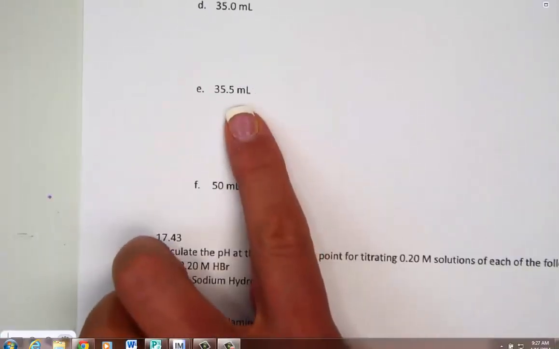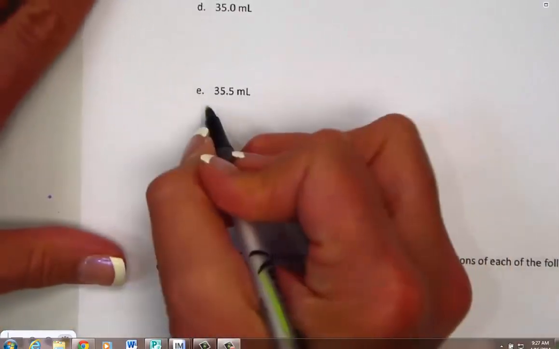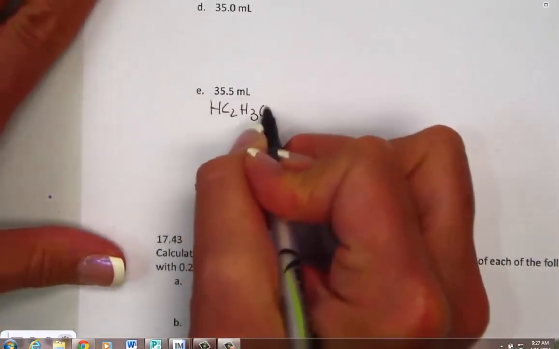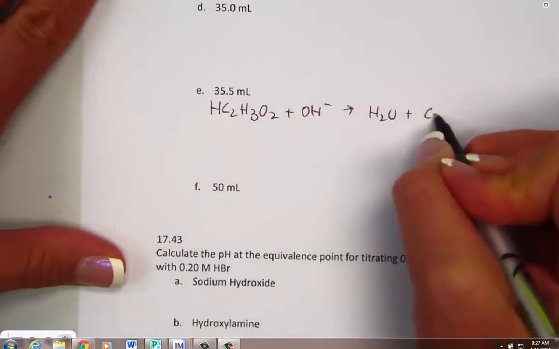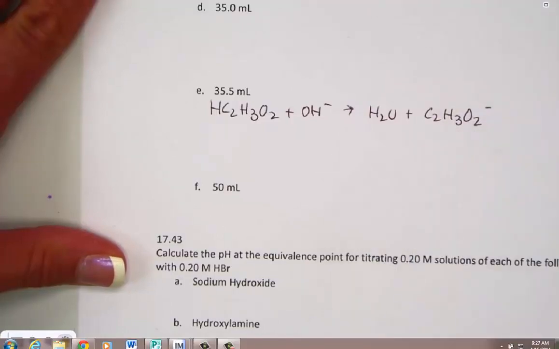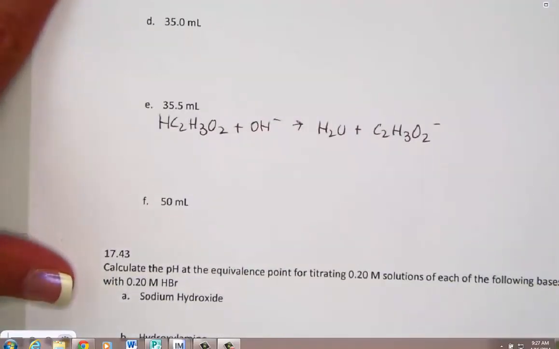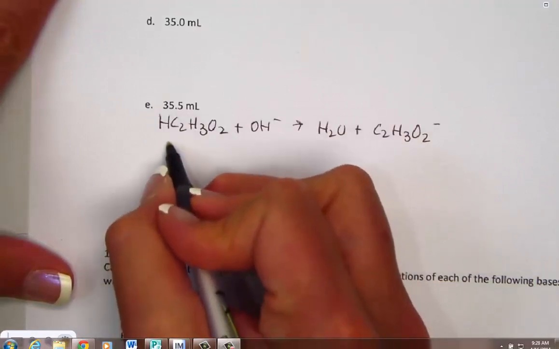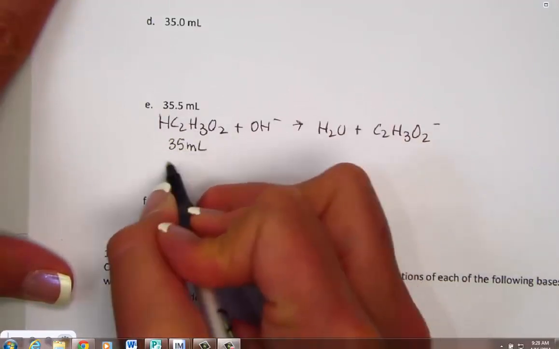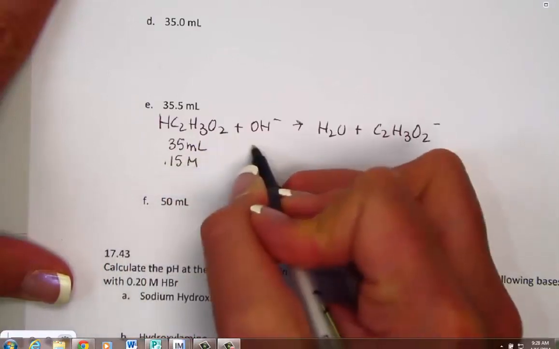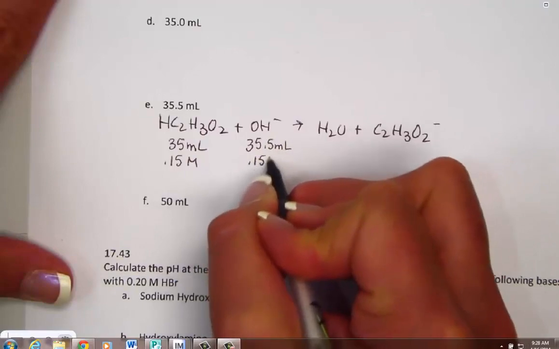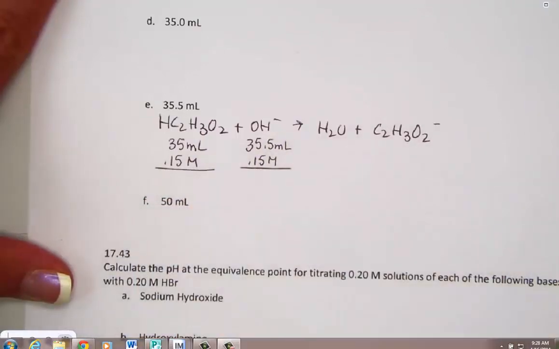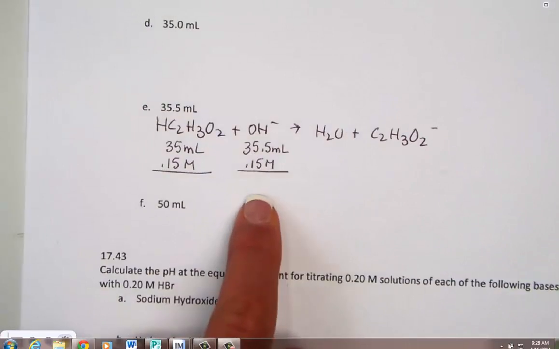I've got 0.5 mLs. I'll just write it right on here. I have C2H3O2 with OH negative giving me water and the acetate. Alrighty, but now all of a sudden we've overshot the endpoint. Let's take a peek how I know that. We have 35 mLs of a 0.15 molar acid. Now we have 35.5 mLs of a 0.15 molar strong base. Clearly I'm seeing that the base has now become the excess reagent.